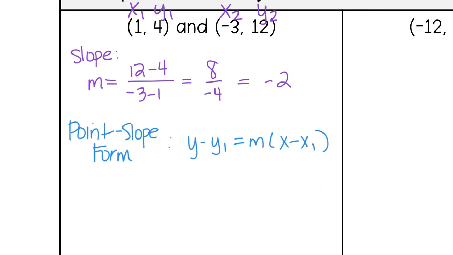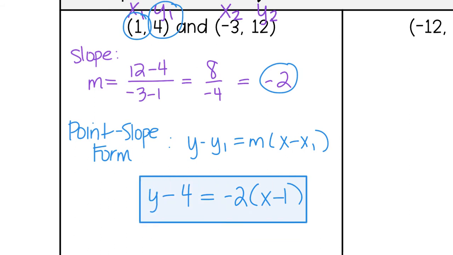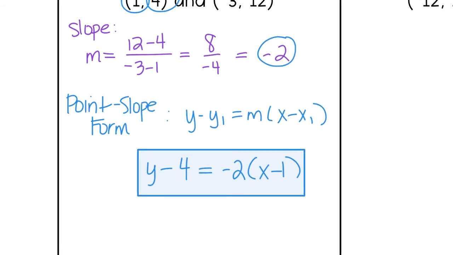So if I start writing this, this would be y minus, well, y1, we have it labeled up here. It's 4 equals m, well, m is the slope that we found, x minus x1 labeled up here. So that's already point slope form. So that's one form down. I'm going to highlight this just because it's important. They told us to find all three. There we go.